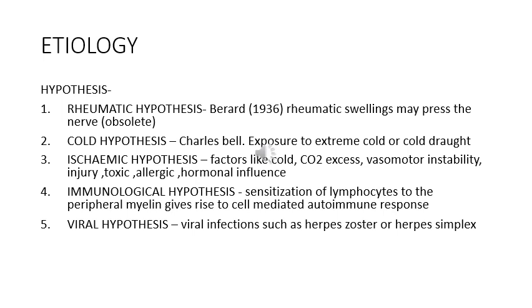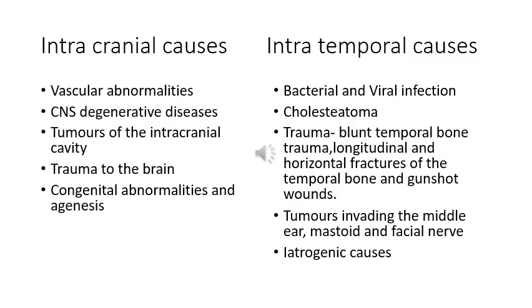Another one is the immunological hypothesis. That is, there is a hypothesis which says that there is a cell-mediated autoimmune response involving lymphocytes which attacks the peripheral myelin. So that is another hypothesis for the reason of Bell's palsy. Again, there is the viral hypothesis: viral infections such as herpes zoster or herpes simplex, which is the most accepted nowadays as a reason for Bell's palsy. Now, when we come to the causes of Bell's palsy, the causes can be classified.